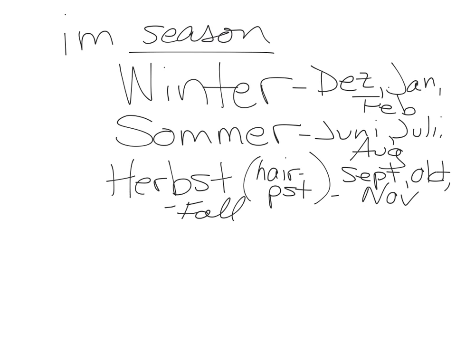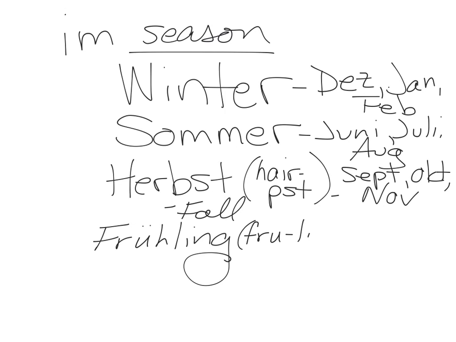English is going well then? Alright, and the last season. Umlauts over that U, in case you can't see them. Frühling. Try that one. Frühling. Okay. And that leaves us with which months for Frühling? March, April, May.